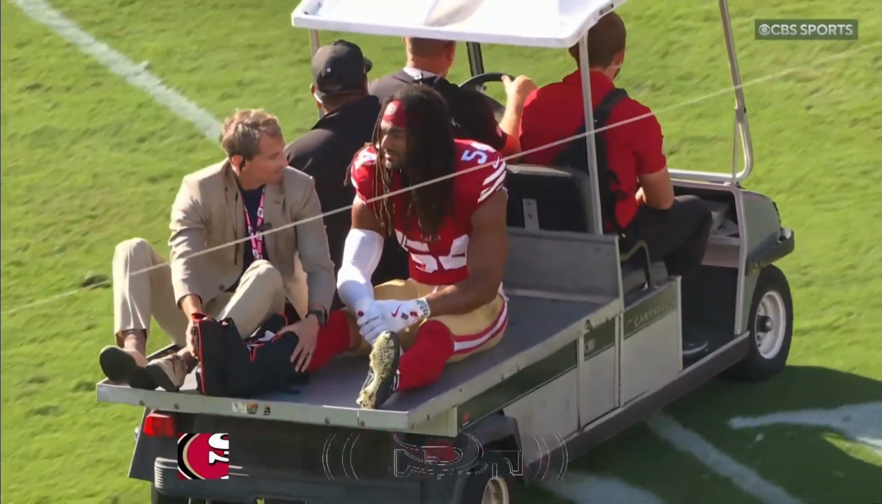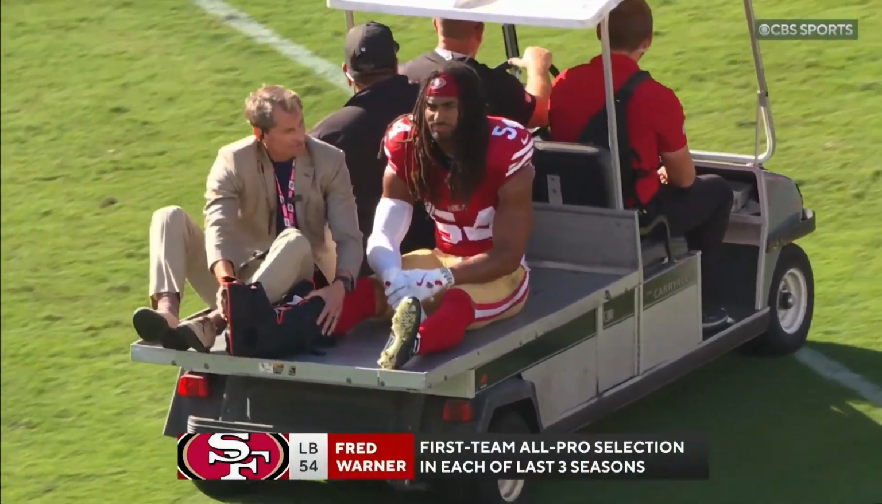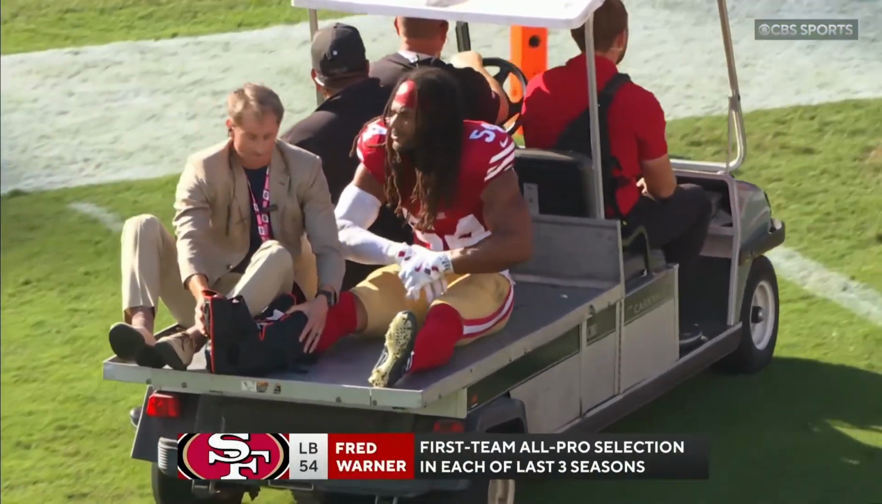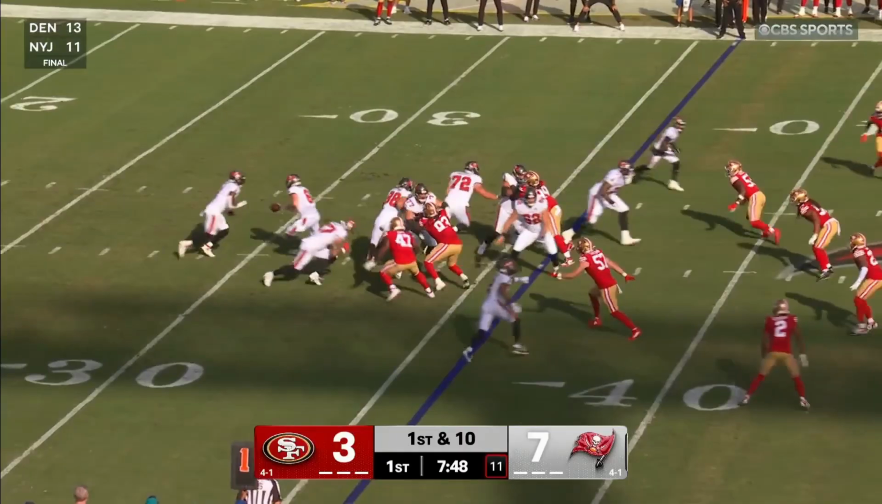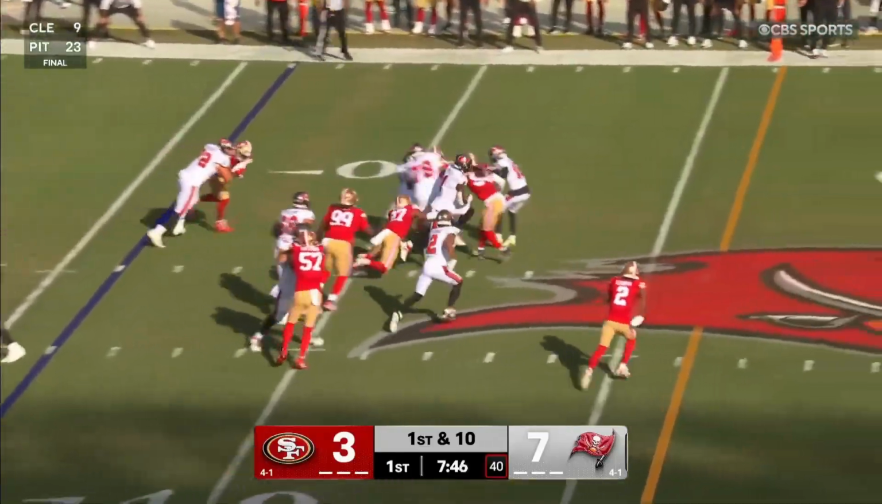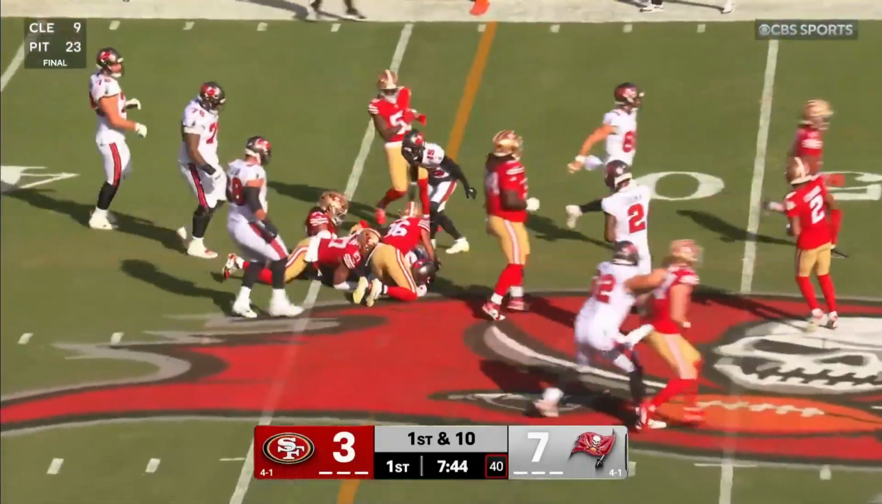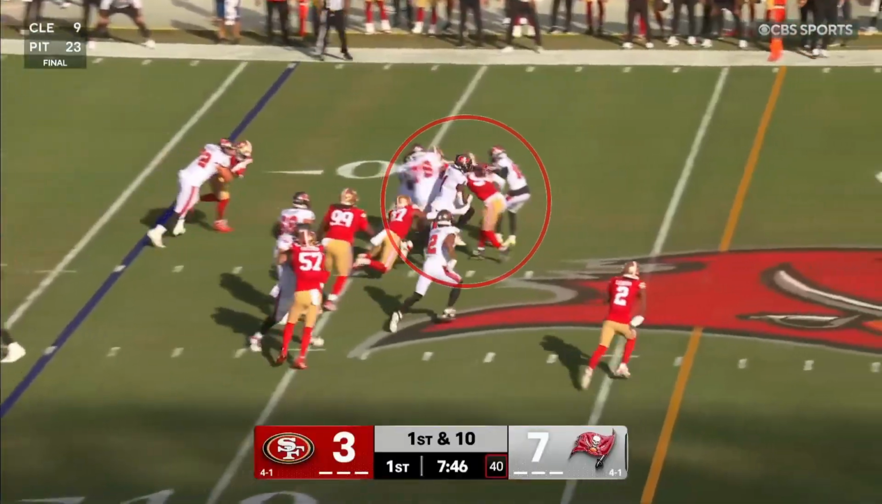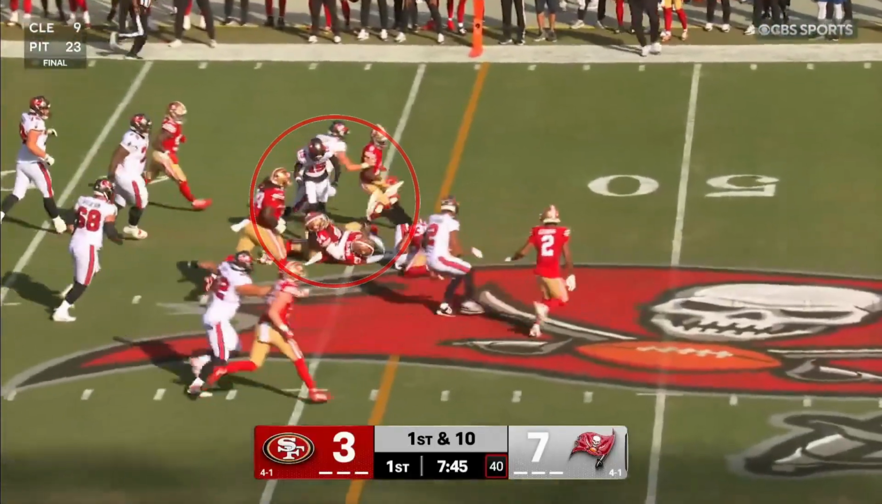All right, so you probably heard the news by now. Fred Warner carted off the field early on in the 49ers-Buccaneers game, and they actually gave us a couple good views of this, so I really wanted to talk about this and kind of explain what's going on. The play this happens on is actually a pretty simple play. Rachaad White's just going to run it up the middle, and you'll see Fred Warner's just going to get taken out by his own teammate, a little friendly fire here.